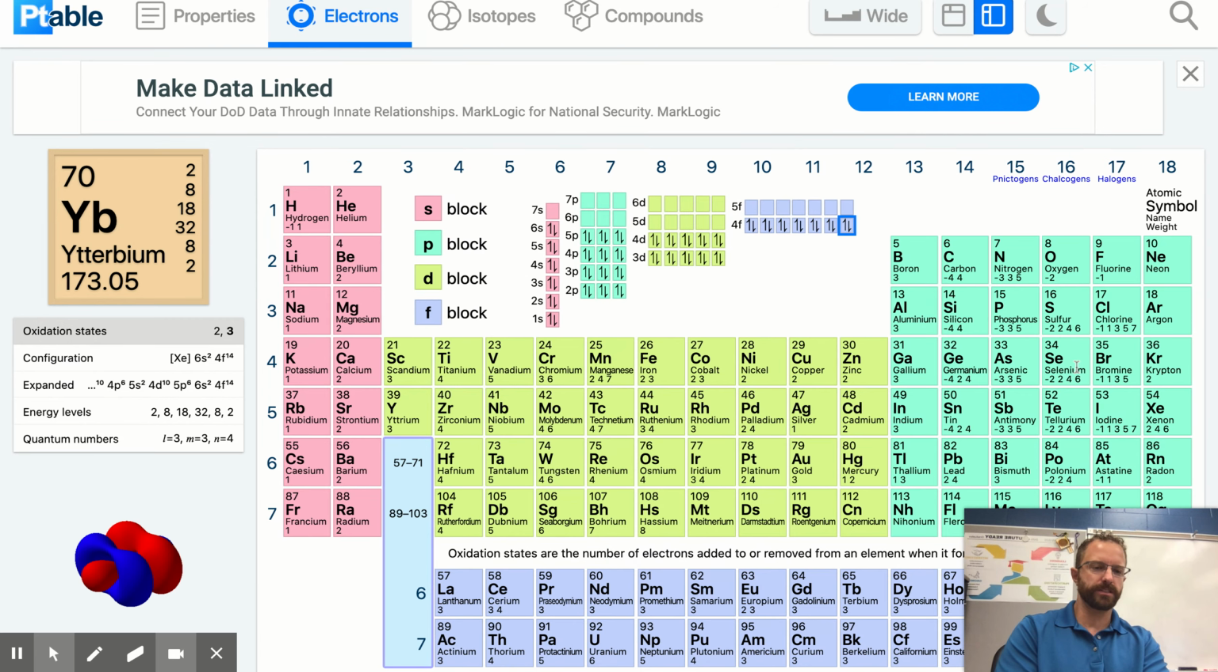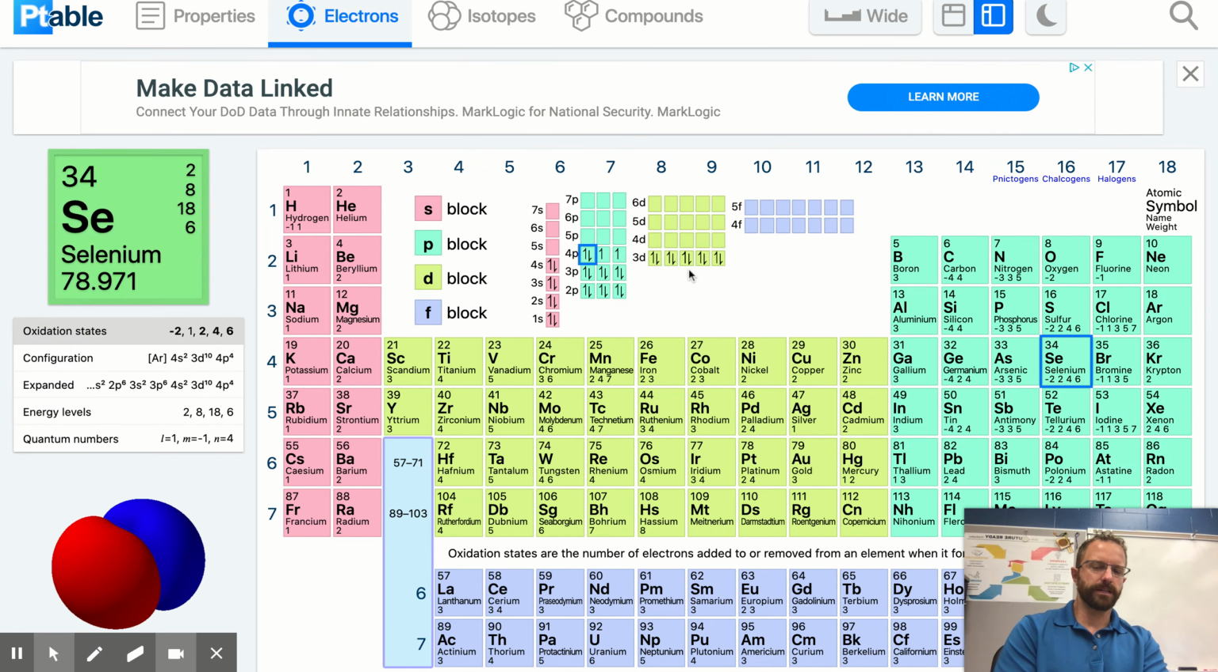So let's say I want to do one for selenium. I could do 1s2, 2s2, 2p6, 3s2, 3p6, 4s2, 3d10, right? So 4s2, 3d10, because the d's are off by 1, and then 4p4, right? So then that's going to give us 6 valence electrons in the 4th energy level, because the 3rd energy level is not the highest energy level, right? The 4th energy level is the highest energy level.